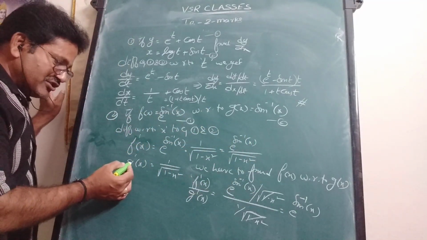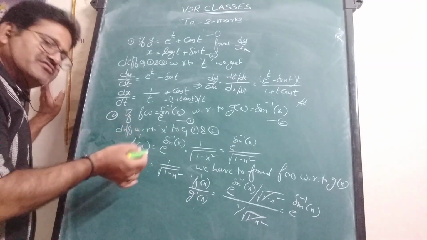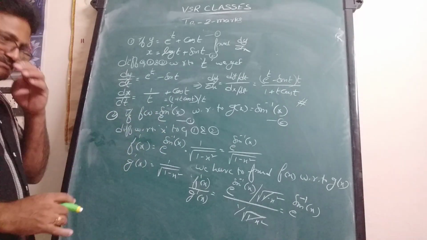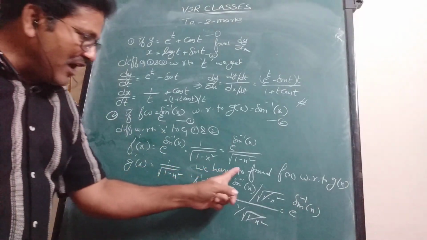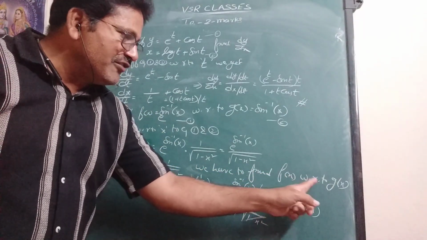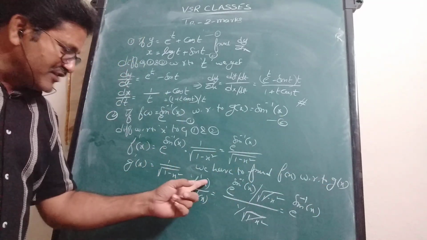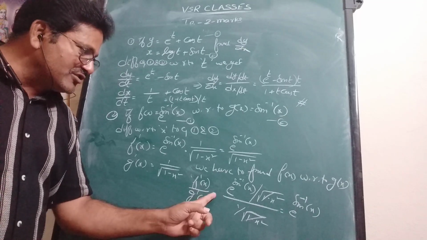And we'll go for the g dash of x. What is the derivative of sin inverse x? The derivative of sin inverse x is 1 by under root 1 minus x square. Now we have to find f of x with respect to g of x, which means g of x comes in the denominator. So f dash of x by g dash of x is equal to f dash of x.